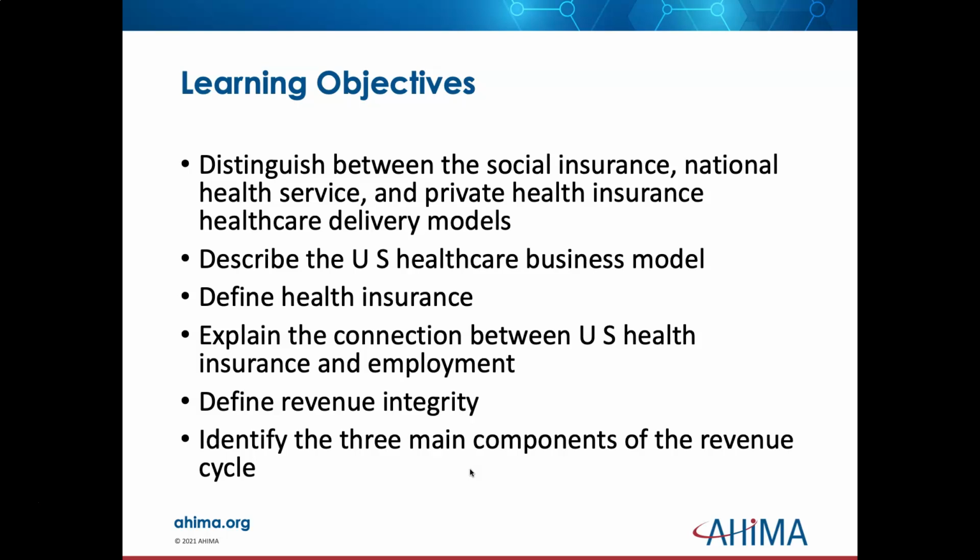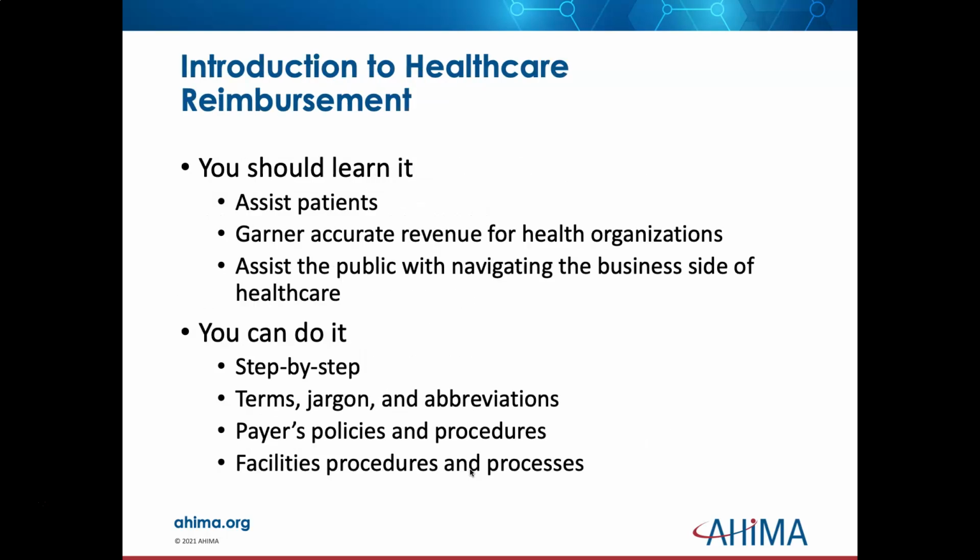Our learning objectives, at least according to our book, are to distinguish between the social insurance, National Health Service, and private health insurance healthcare delivery models, describe the U.S. healthcare business model, define health insurance, explain the connection between U.S. health insurance and employment, define revenue integrity, and identify the 3 main components of the revenue cycle.